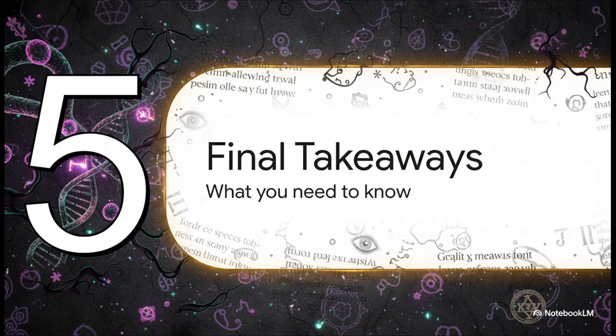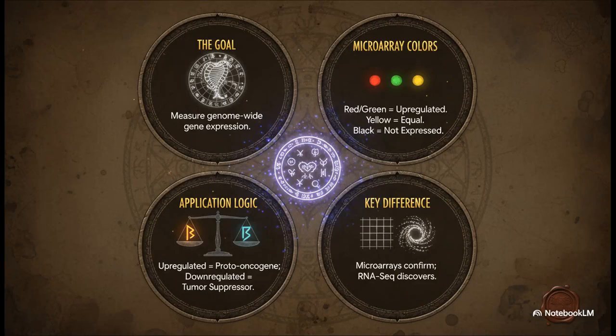All right, we are in the home stretch. Let's boil all of this down to the absolute must-know critical takeaways for the final. Okay, this is your final mental checklist. Before you walk into that exam, make sure you can do these 4 things. 1. Explain the main goal, that both of these techniques measure gene expression across the whole genome. 2. Be able to instantly translate those microarray colors. Red, green, yellow, black. Know what they mean.